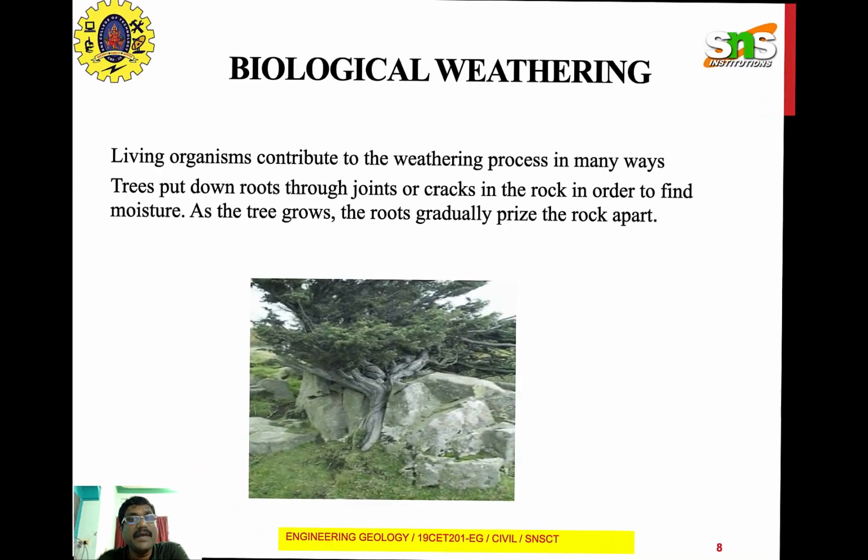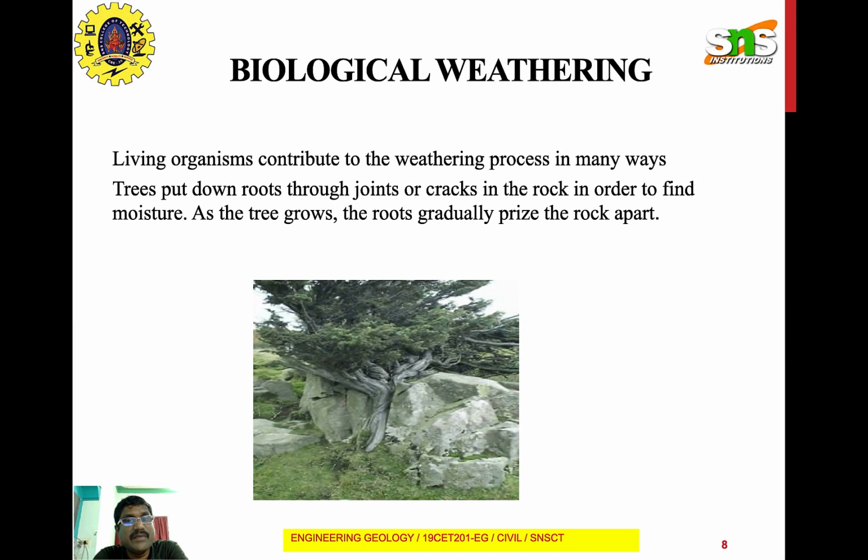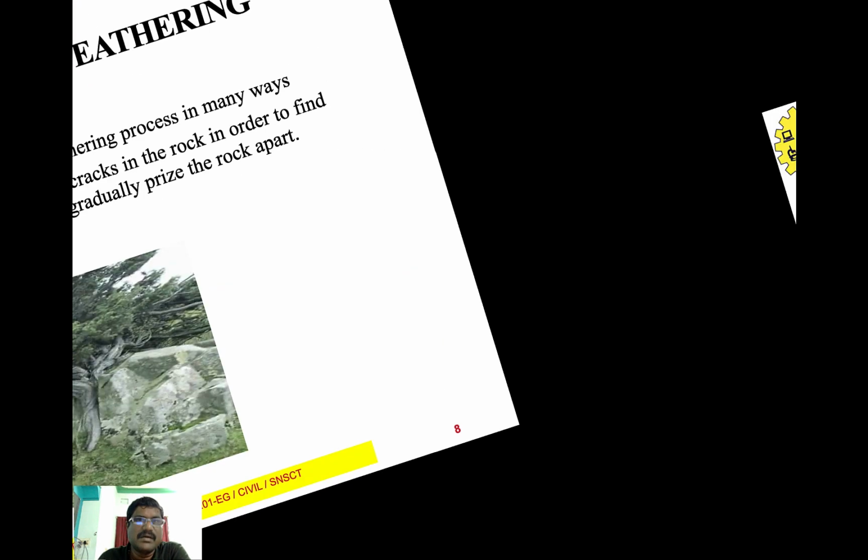Then what is meant by biological weathering? Living organisms contribute to the weathering process in many ways. Trees put down roots through the joints or cracks in the rock in order to find moisture. So the roots normally try to find nearby moisture, and they penetrate the rock, which will break it down. As the tree grows, the roots gradually prise the rock apart.